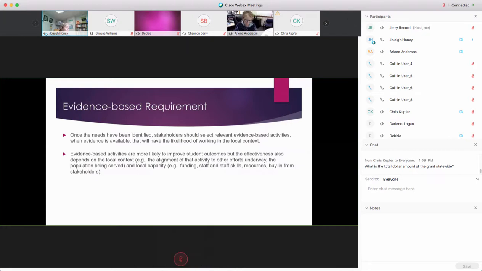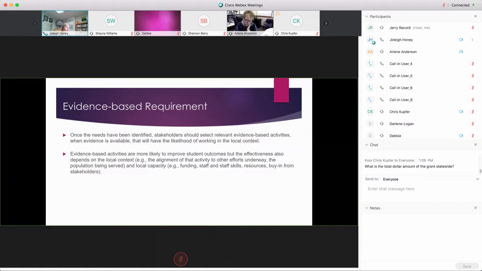Something else that's true, and this is also true in other parts of ESSA, is the evidence-based requirement. In our application last year and in the application this year, it talks about what is the research that you are using to implement the program that you are applying for. And so you want to make sure that you are talking about evidence-based activities that are going to improve student outcomes. And then the effectiveness also depends on the local context. So what are you specifically working on that connects to your needs assessment to improve the outcomes for students?